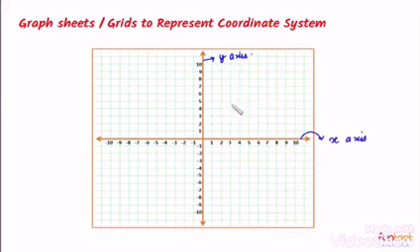Graph sheets and grids are used to represent the coordinate system because it is very easy with the help of these to represent the coordinates of a point. Let's take this point. Now its distance from y-axis is this. Very easily we can see that this is 4 units. So if we call this point P, 4 will become its x-coordinate. And distance of this point from the x-axis is 3 units. It is very easy to count with the help of the grids. So its y-coordinate will become 3. So (4, 3) are the coordinates of point P.